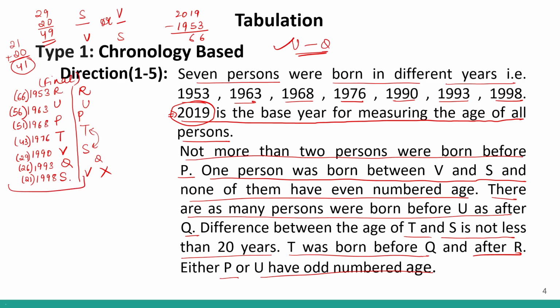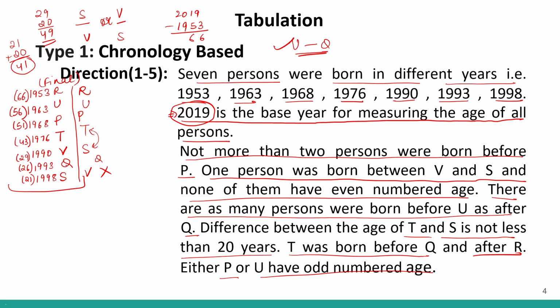This is my final arrangement where R is born in 1953 and R is 66 years old in 2019. Similarly, U is born in 1963. P is born in 1968, T is born in 1976, V is born in 1990, Q is born in 1993, and S is born in 1998. This is my final arrangement. This is satisfying all the conditions.